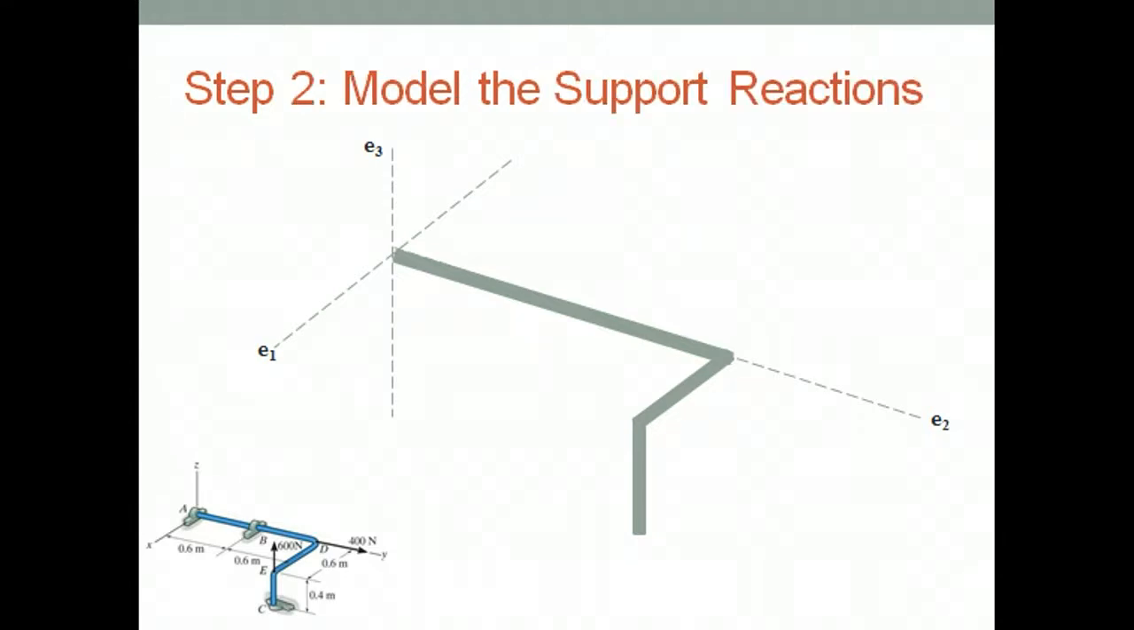The next step is to model the support reactions. Recall that A, B, and C have unknown magnitudes and directions. We can represent this using a complete force vector. The notation with the bolded R and subscript A is used to represent an unknown magnitude and unknown direction at the support reaction. Similarly, we can draw a complete force vector at B.